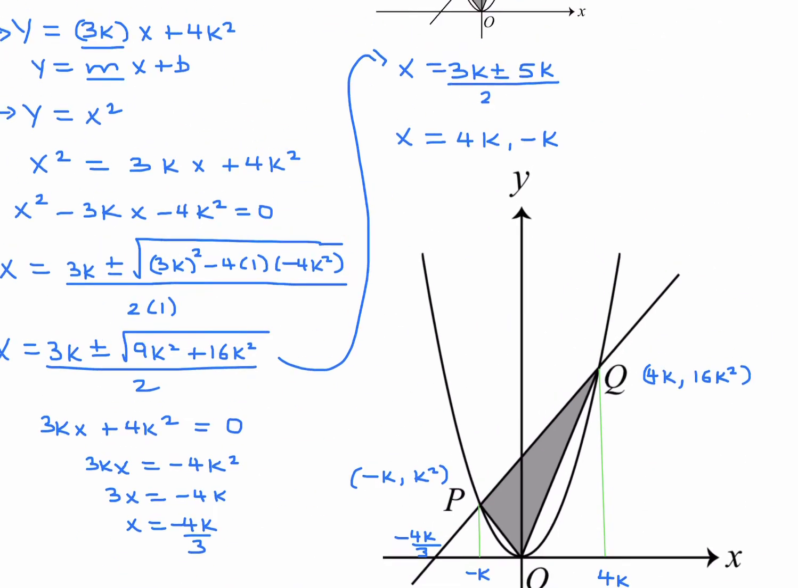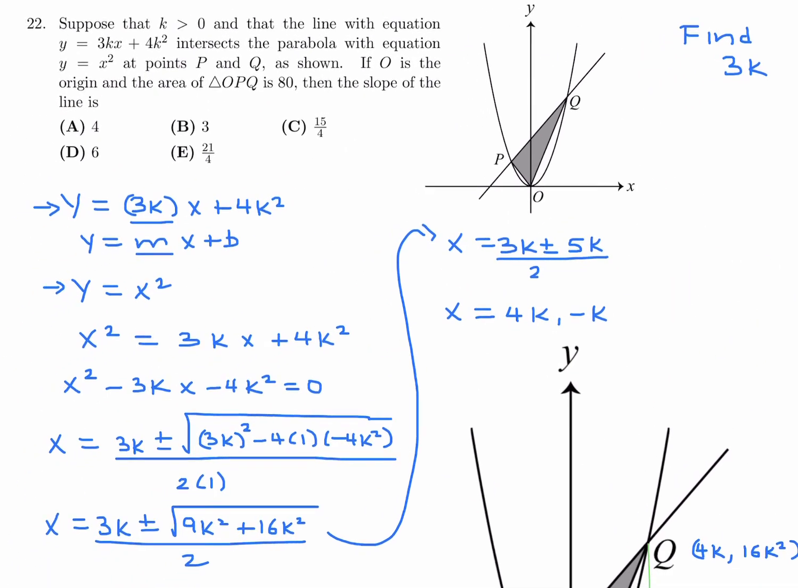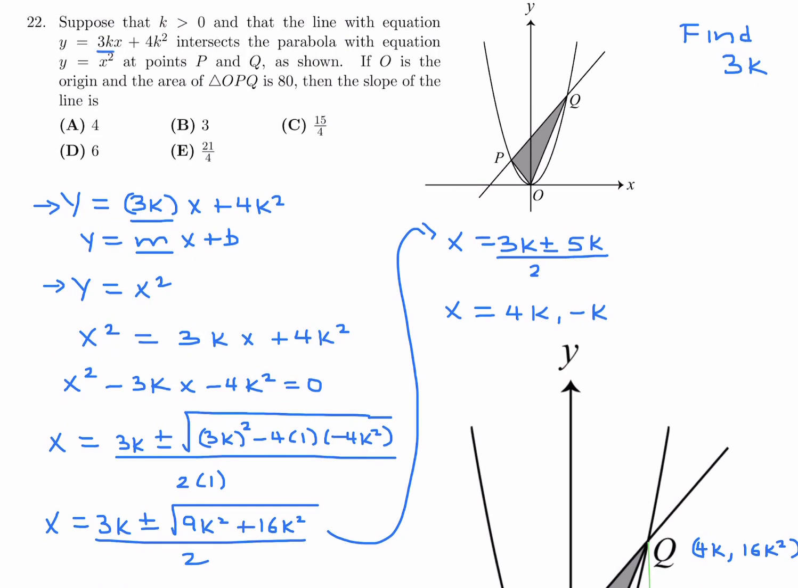And at the very end, we had to figure out, if you recall, the slope of that line, which is 3k. I even wrote it over here. Well, k is 2. So 3k would be 3 times 2, which is 6. So number 22, the answer is D.